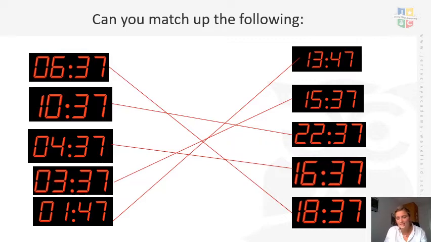Again, the minutes will stay the same if it is going from AM to PM, and we will add 12 onto the 4. So 12 in your head, 12, 13, 14, 15, 16. The answer will be 16:37. And finally, 03:37, again to turn it into the PM, the minutes will stay the same, but the hour we will add 12 on. So 12 in your head, count on 3: 12, 13, 14, 15, 15:37 is your answer. Fantastic if you got all of those correct.